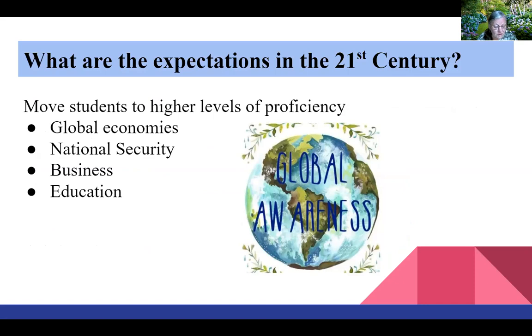Every call to action to prepare our students for the 21st century includes offering them the opportunity to learn languages other than English and increase their knowledge of other cultures. To fill future needs, we need to do more to move students to higher proficiency levels. For employment, most jobs need employees at least at an intermediate mid to advanced level.